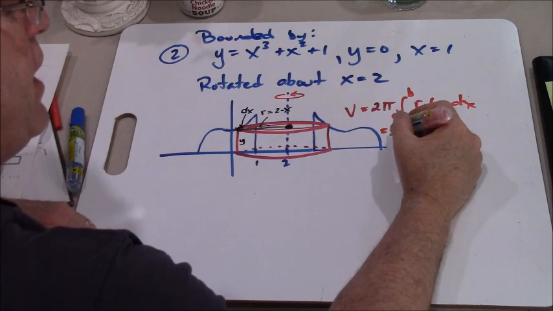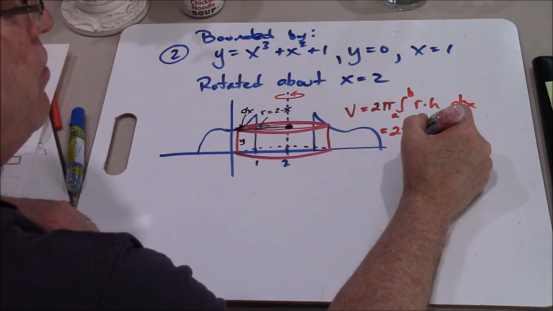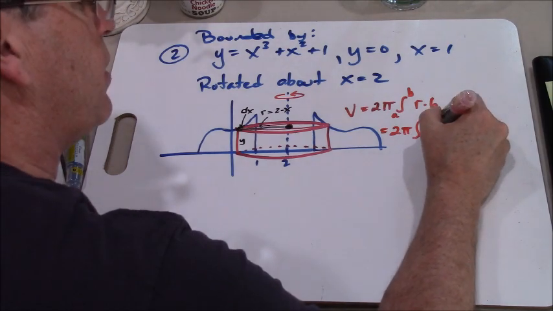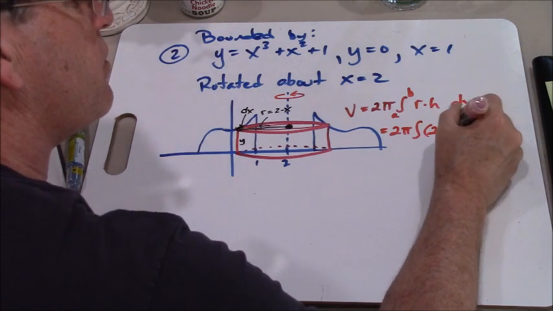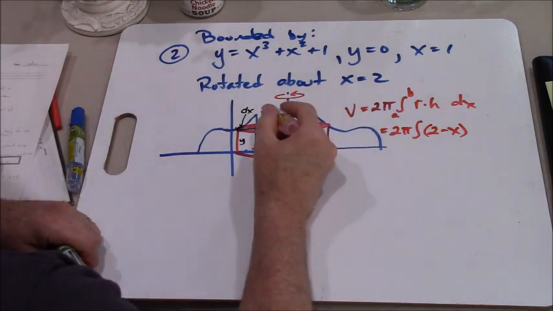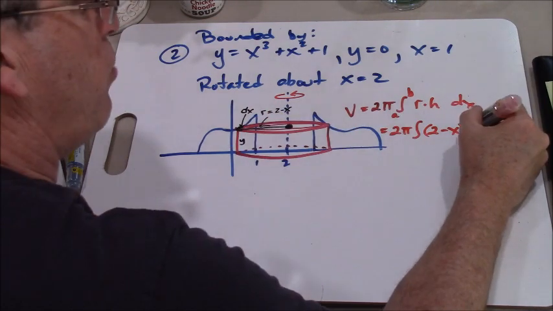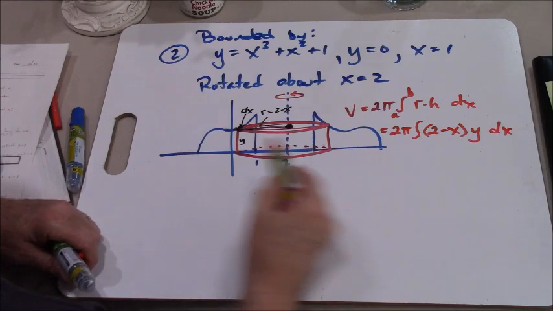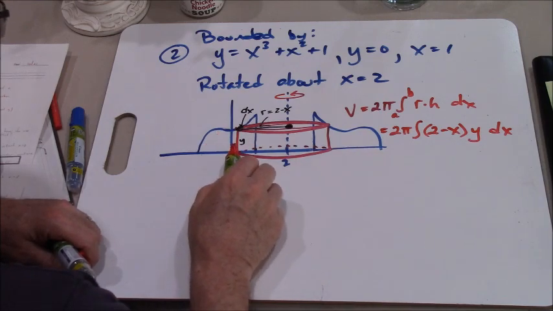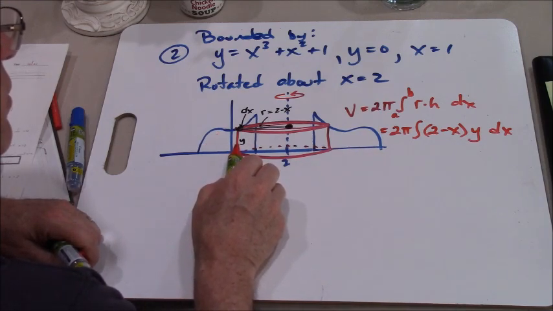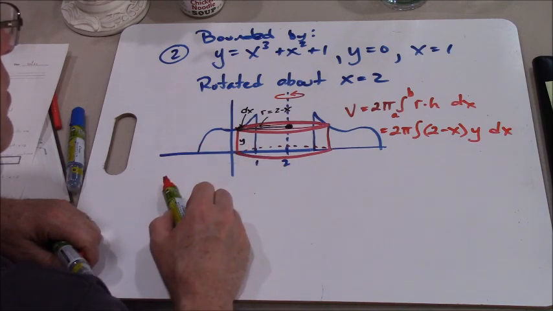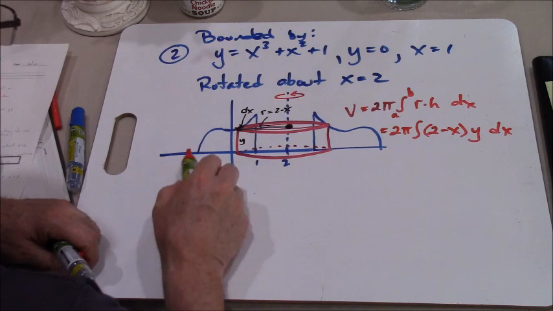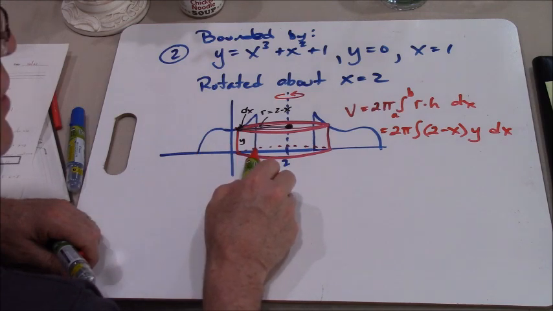All right, so what I've got is 2 pi times the integral. I'll get my a and b values in a minute. My radius is going to be 2 minus x, and my height is going to be a y value. So think to yourself, as I stack all these shells side by side, they're going to go from what to what? You've got to think smallest value to largest value.